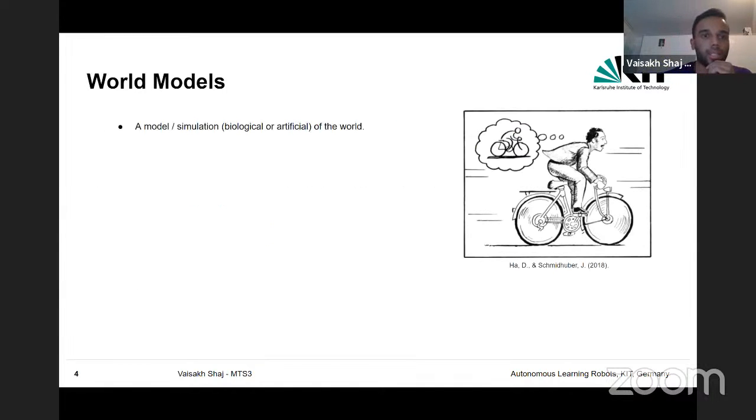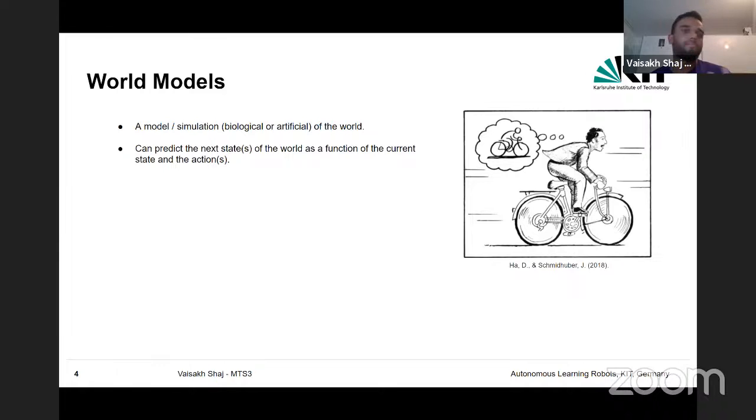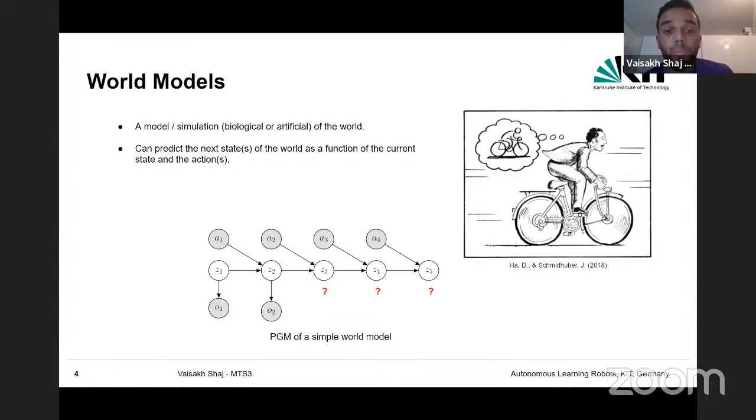So world models, what are they? They are a model or a simulation, it can be biological or artificial, of the world that we live in. What it does is it predicts the next states of the world as a function of the current state and actions. So it's just a prediction machine of the future, what is going to happen given some actions. This is a very simple way of representing a world model. And as I mentioned, you're predicting into the future what the states are given a set of actions.